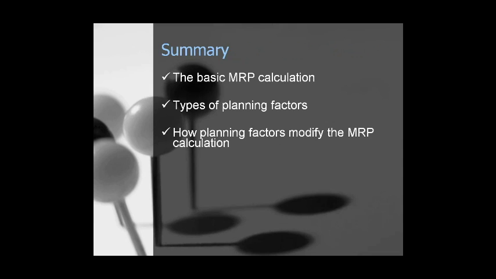Okay, so that was the planning factors, how they modify the basic MRP calculation. And what we covered in the past 15 minutes or so is the basic MRP calculation, the three different types of planning factors that affect when an order is placed, planning factors that affect how much you place the order for, and finally, planning factors that affect what MRP is able to look at as available inventory.